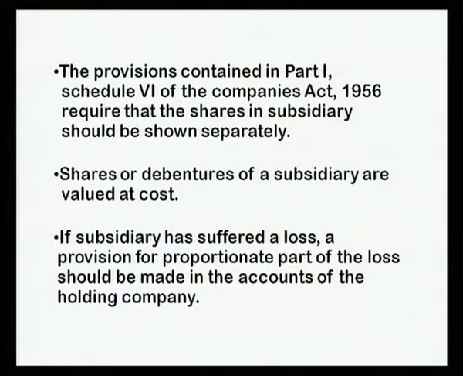The provisions contained in Part 1, Schedule 6 of the Companies Act 1956 require that the shares in subsidiaries should be shown separately. Shares or debentures of a subsidiary are valued at cost. If the subsidiary has suffered a loss, a provision for the proportionate part of the loss should be made in the accounts of the holding company. Here it should be recalled that a holding company is one which holds at least 51% of stake in another company. The other company hence becomes a subsidiary company.